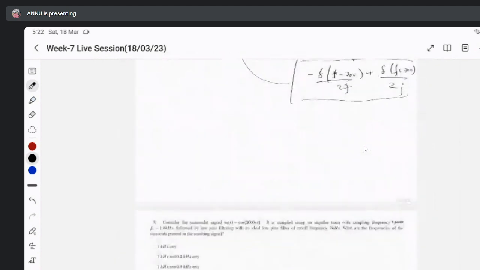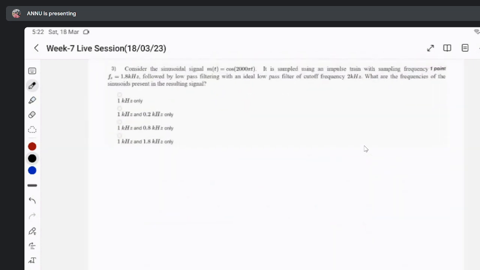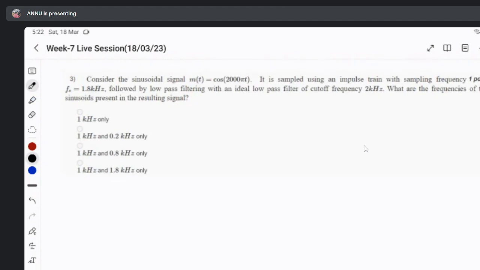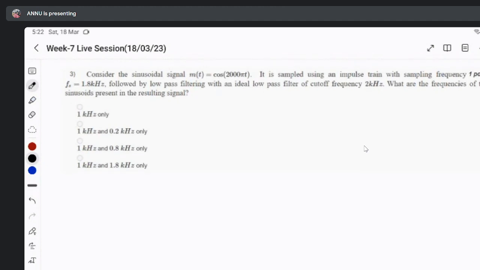So I think you will not have any issue in solving these types of questions. Now let's solve this question. This question I want you to solve. If you are able to solve it, you can solve any question related to filters and passing through a filter and getting the resulting frequencies. I'll just read this question.